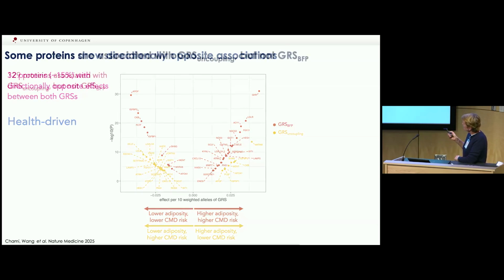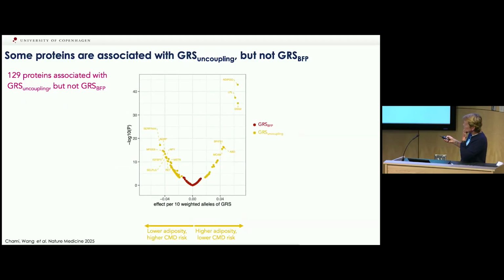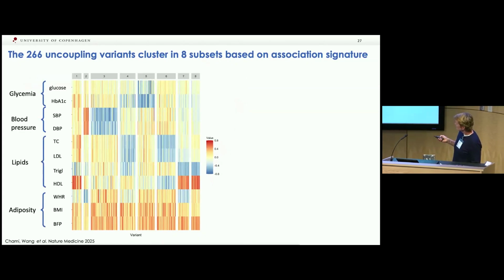And then, going a little faster, there are 129 proteins that only show up for the uncoupling score, even though this uncoupling score has less power than the unhealthy score. We see AdipoQ, as expected, show up, lipoprotein lipase, myostatin. So there are a lot of interesting proteins showing up as associated with either score, telling us more about the biology.